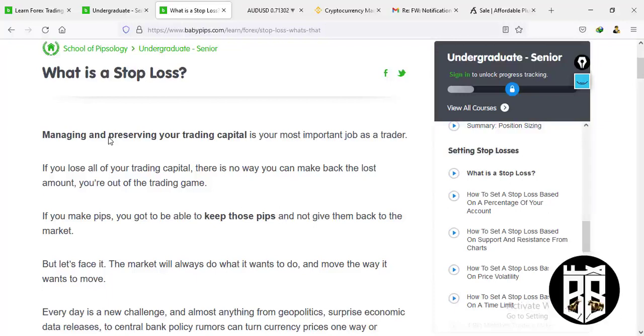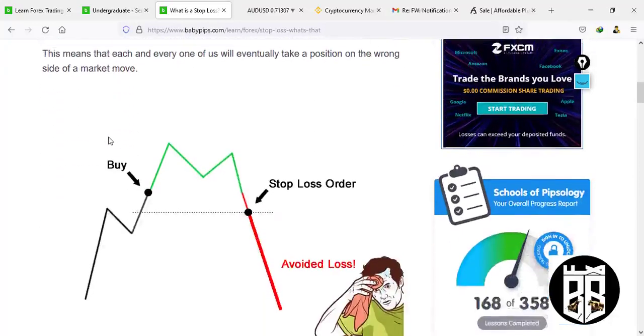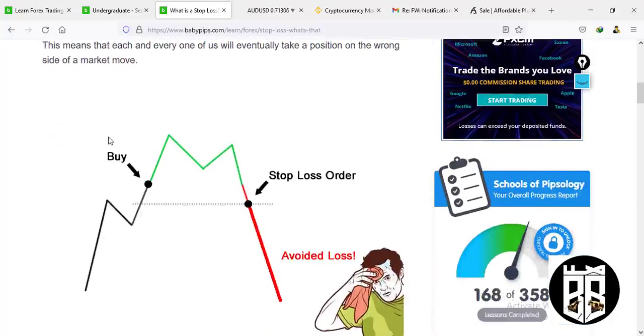and try not to give it back to the market. But let's face it, we all make losses. We take losses, and we also make some profits. Every day is a new challenge, and almost anything from geopolitics, surprise economic data releases to central bank policy rumors can turn currency prices one way or the other faster than you can snap your fingers. This means that each and every one of us will eventually take a position on the wrong side of the market.